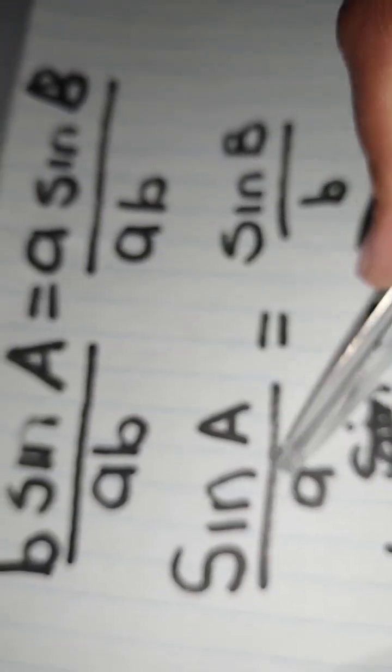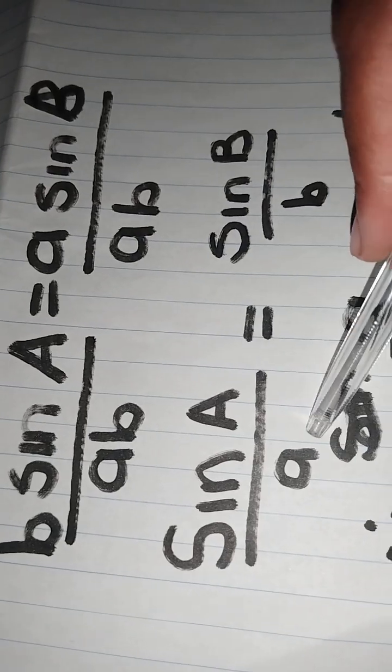Since the question says prove that A over sin A is equal to B over sin B, you must answer the question as required. A over sin A is equal to B over sin B.